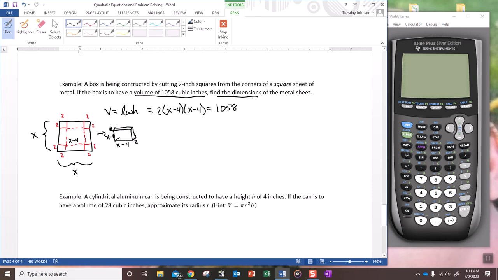So now we need to find the dimensions. We need to find x. Find the dimensions of the sheet metal. That will give us the total outside dimensions before we cut off our 4 corners. Let's multiply. 2 times x squared minus 4x plus 16 equals 1058. I'm going to do some non-standard operations here.